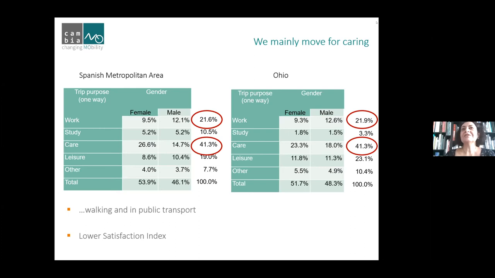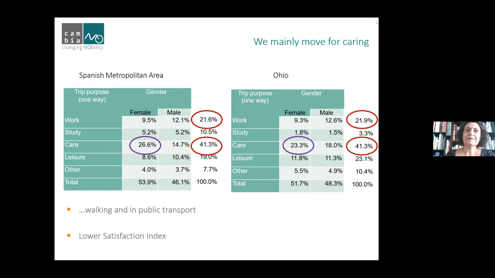And most of the trips we do are for other activities, mainly for shopping food, for accompanying children, for accompanying dependent people to a healthcare center, or accompanying children to school and so on. So this is one aspect.